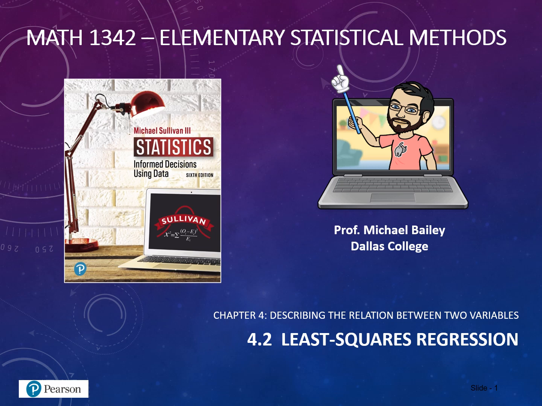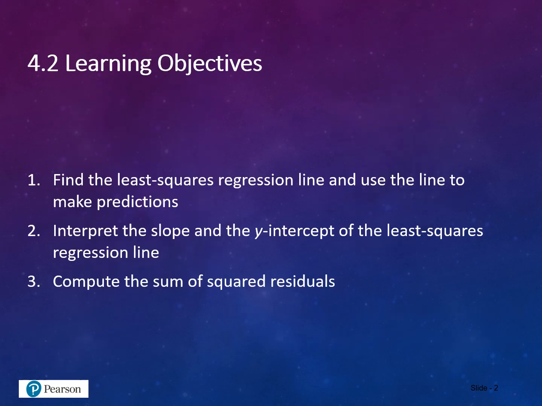Welcome to our next lecture in Chapter 4, 4.2, Least Squares Regression. Here we're going to find the least squares regression line and use the line to make predictions, interpret the slope and the y-intercept of the least squares regression line, and compute the sum of squared residuals.